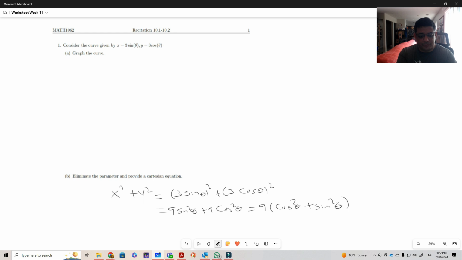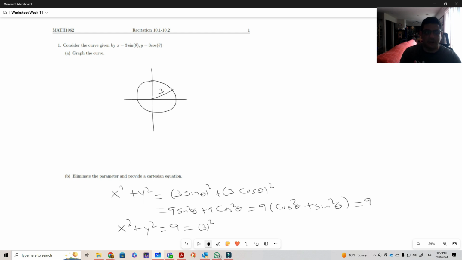And cosine squared plus sine squared is an identity equal to 1, so this is going to be equal to 9. So this means that x squared plus y squared equals 9. If we consider this being an r squared, this will be 3 squared. And so this is the circle centered at 0 with radius 3.